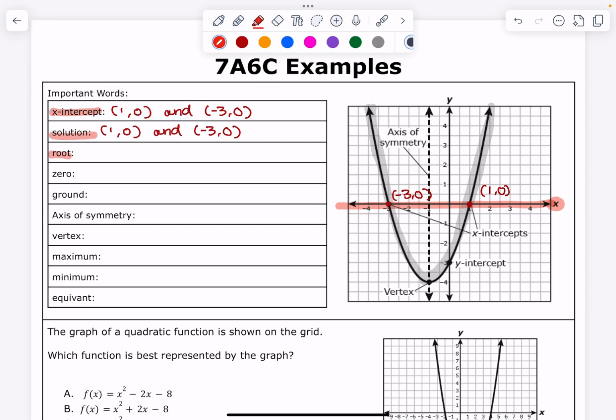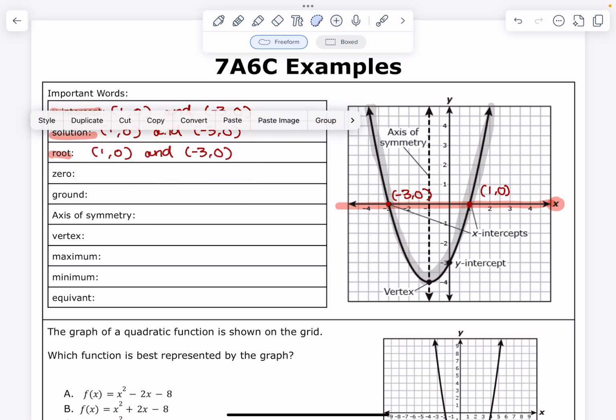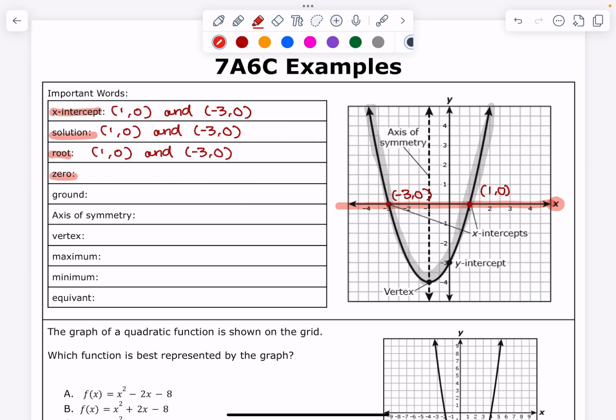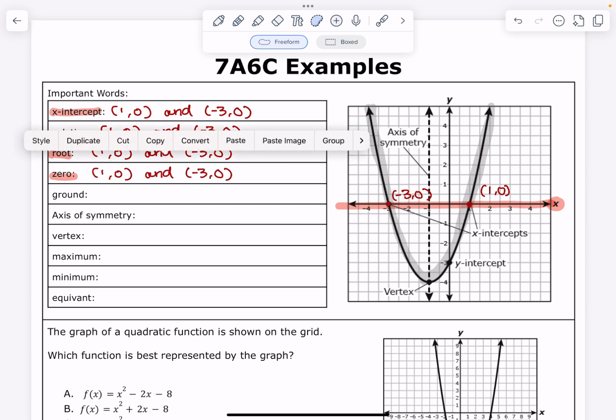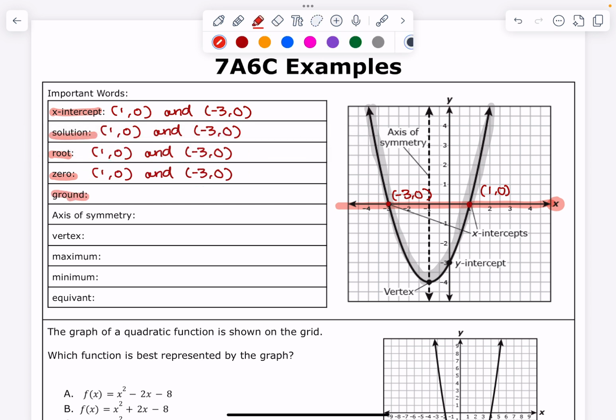Now, when we're talking about roots, same thing. It means x-intercept. When we talk about zeros, same thing. It means x-intercept. When we talk about ground, same thing. It means x-intercept. Every single word means x-intercept.